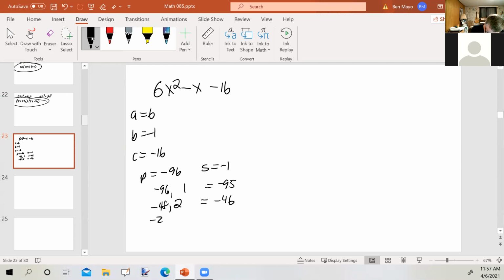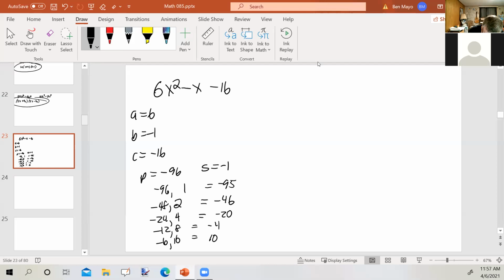-46. Cut this in half and double that, I still get a product of -96, and I get a sum of -20. Cut that in half and double that, I get a product of -96 and a sum of -4. Cut that in half and double that. Well, now I've gotten a product of -96 and a sum of 10. So I've gone past it, haven't I? Well, let's do this.